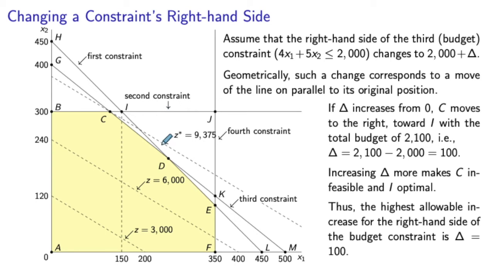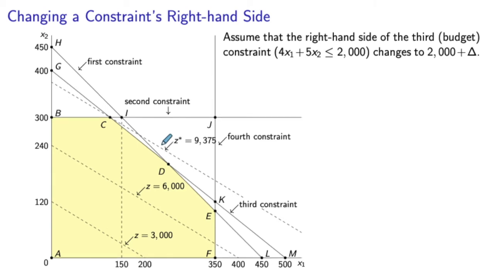So now that we determined the highest possible increase for delta, let's see what the lowest possible delta is for which we still have C as the optimal point. In this case, we are going to decrease the value of delta from 0 to a negative number, and this will correspond to our line moving down, and the point C is going to move to the left. So you see the point C, on the intersection of the second and third constraint, is going to gradually move to the left along the second constraint, and it will remain feasible until we reach point B.